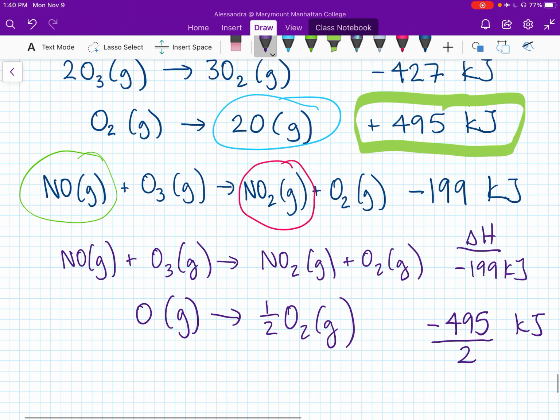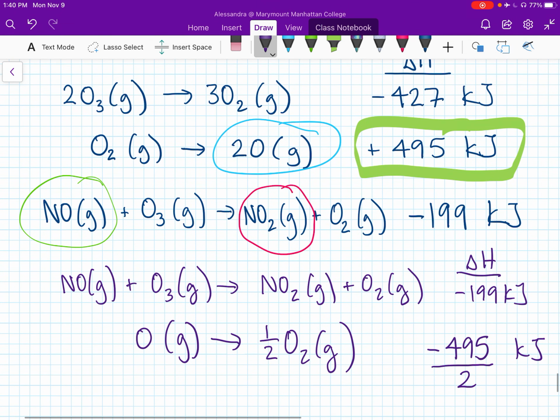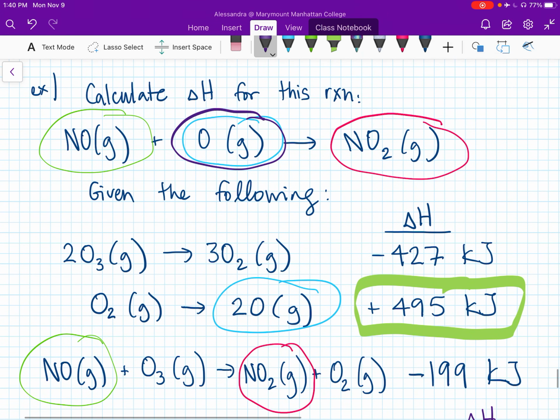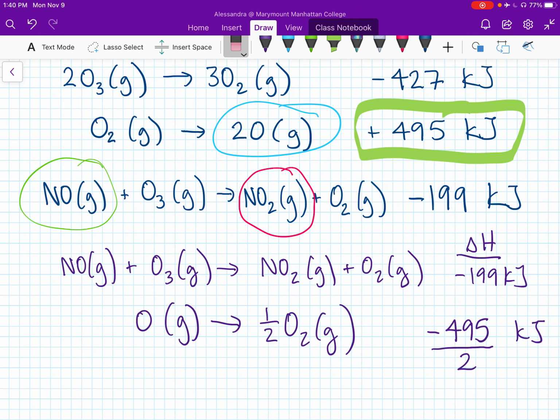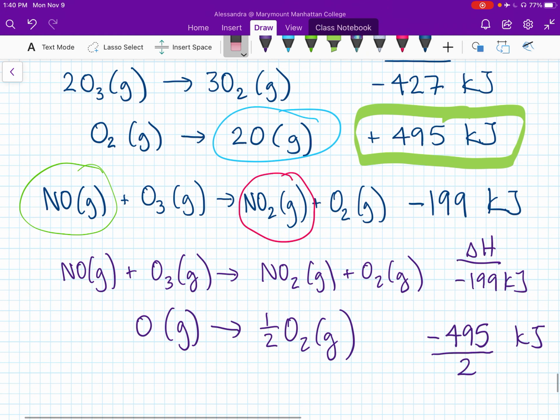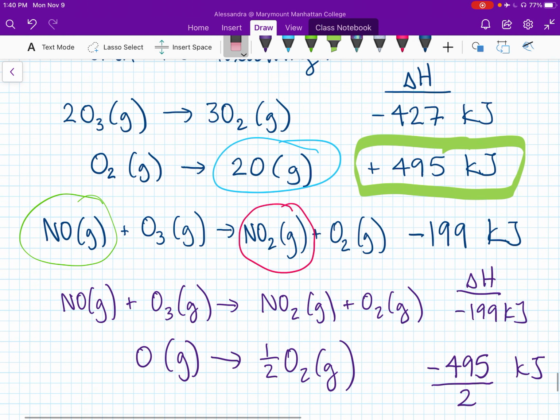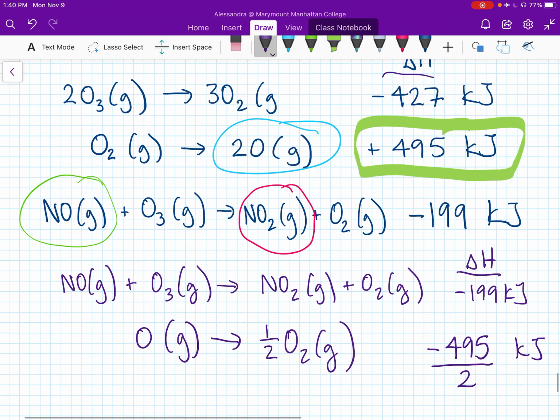Now, I'm noticing something here. I have these extraneous species here. In the desired reaction that I have up here, I don't have any ozone. So I'm going to need to do something. Ozone is O3. I'm going to need to do something to get rid of this ozone here. And it's probably not a coincidence that they gave me this top reaction here. So can I use that to get rid of my ozone?